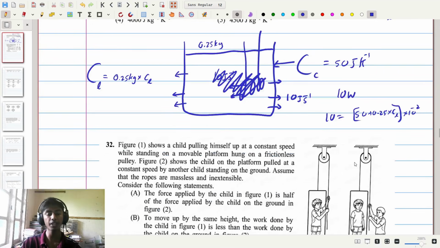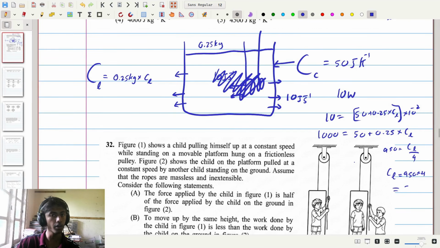Now solving this, if we take the 10 to the minus 2 to the other side it becomes 10 to the plus 2, which is 100, and 100 times 10 is 1000, so we get 1000 equals 50 plus 0.25 times c sub L. Now if you subtract the 50, we get 950 equals 0.25, or 1 over 4, times c sub L, and therefore c sub L equals 950 times 4, which is equal to 3800. So therefore, the answer must be 3800.